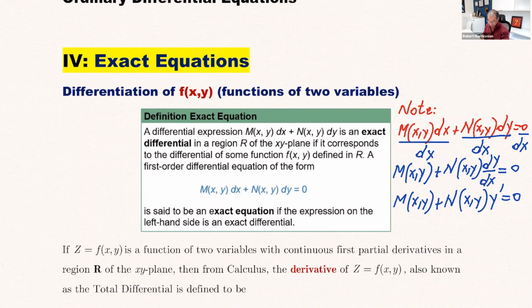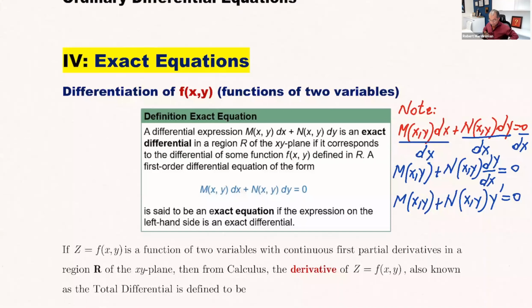A differential expression, M(x,y) dx plus N(x,y) dy, is an exact differential in a region R of the xy plane if it corresponds to the differential of some function f(x,y) defined in R. A first-order differential equation of the form M(x,y) dx plus N(x,y) dy equals 0 is said to be exact if the expression on the left side is an exact differential. So let's see what that means.